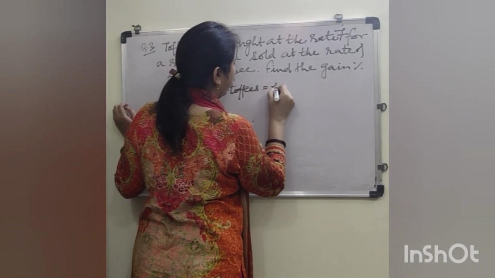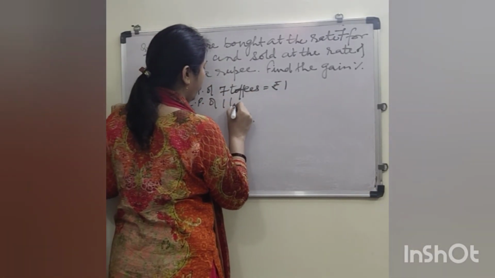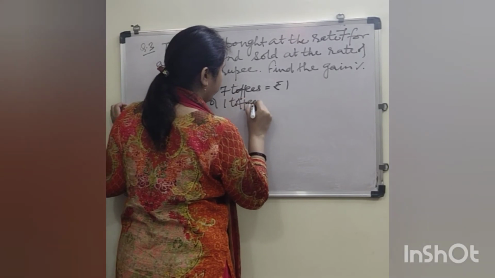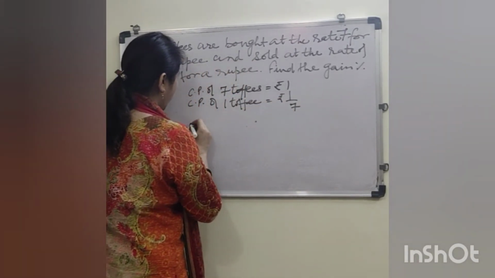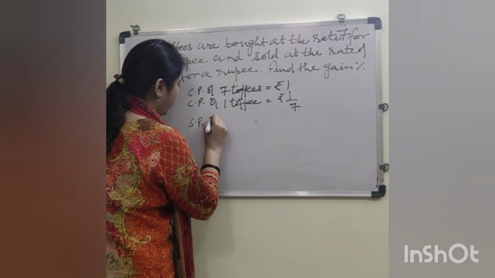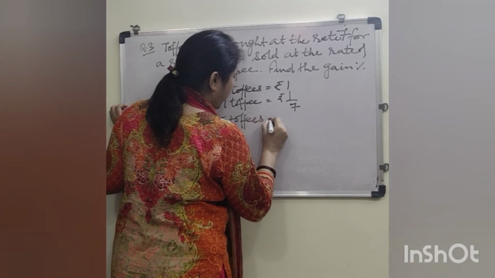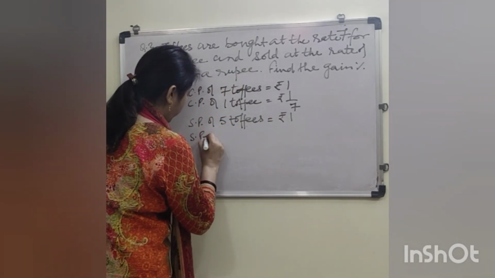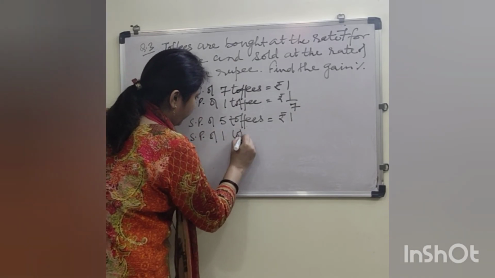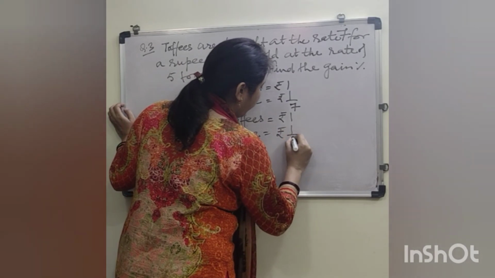So first of all we will write CP of 7 toffees is equals to rupee 1. So CP of 1 toffee is equals to rupee 1 over 7. Similarly, SP of 5 toffees is equals to rupee 1. So SP of 1 toffee is equals to rupee 1 by 5.